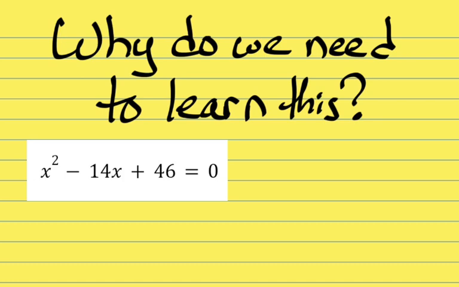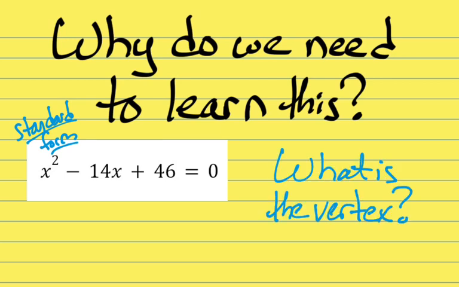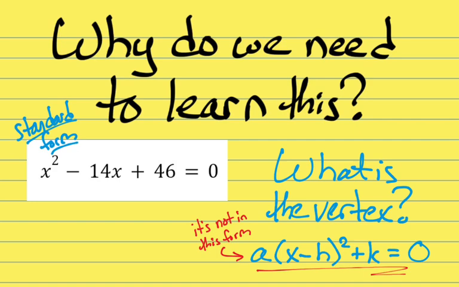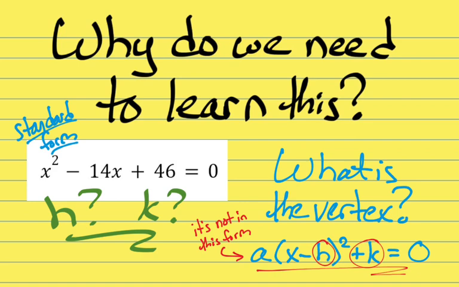Well, let's say I give you this quadratic equation, which is in standard form, but I ask you the question, what is the vertex? The problem is, the equation I'm giving you isn't in vertex form. There isn't an h and k value that we can see to get the vertex. How do we determine h and k from this standard form equation? Well, we know a is 1, b is -14, c is 46, but what are h and k? What are the vertex values?